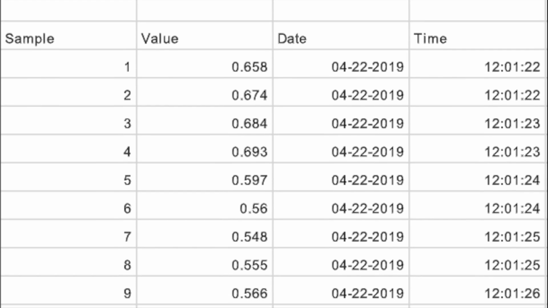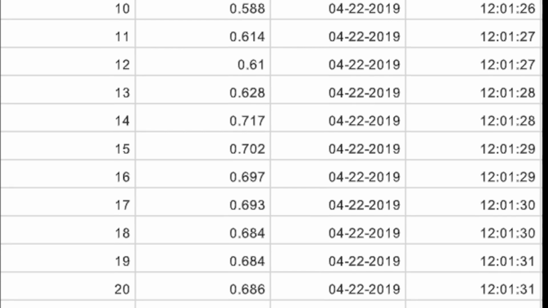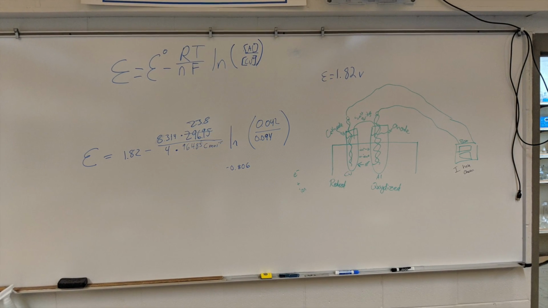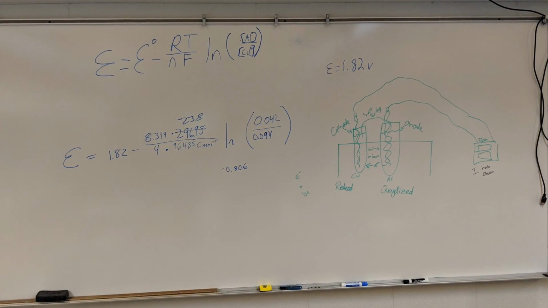The max voltage I got during the experiment was 0.702 volts. When you do the math, the theoretical maximum voltage you can pull from this cell should be 1.82 volts.